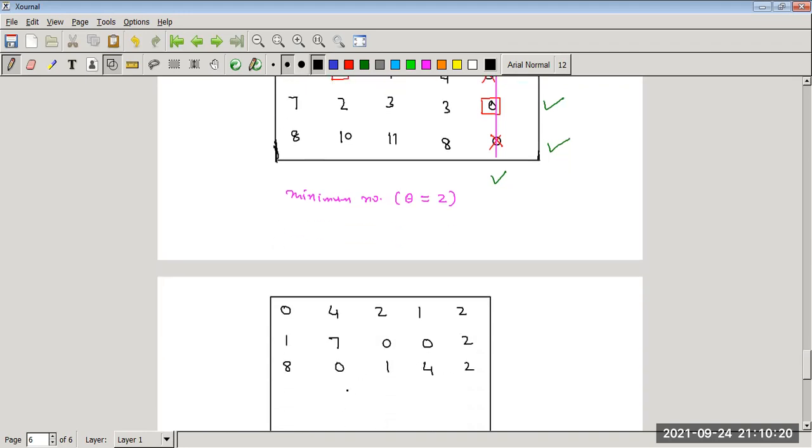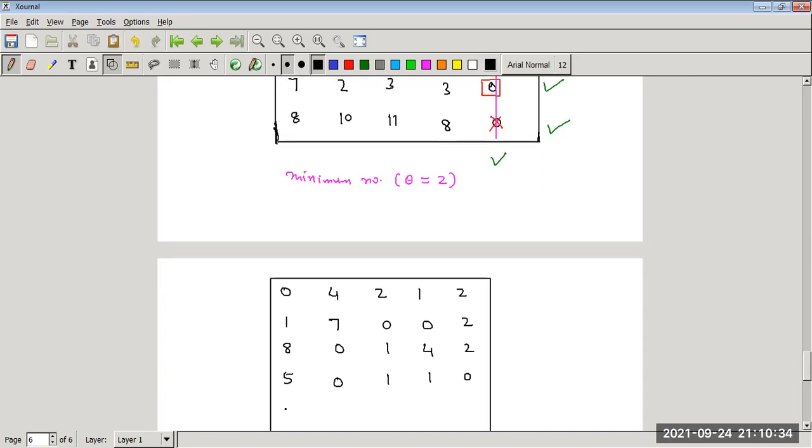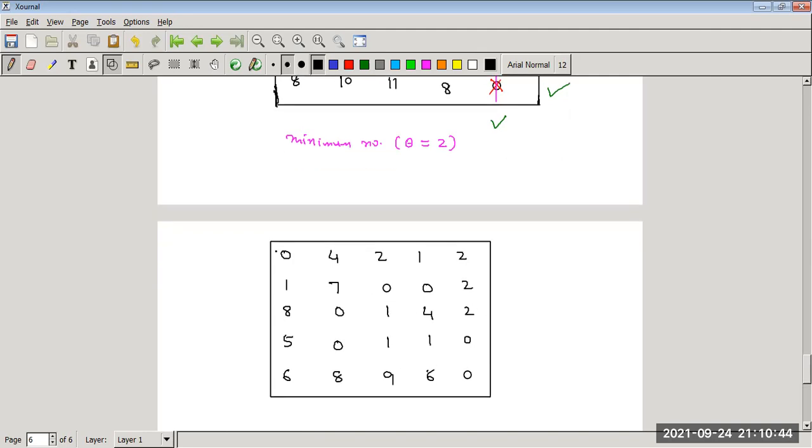Now 7 becomes 5, 2 becomes 0, so we create a new 0. 3 becomes 1, 3 becomes 1, 0 remains 0. And then 8 minus 2 becomes 6, 8, 9, 6, and this 0 remains 0. So this is our new cross matrix.